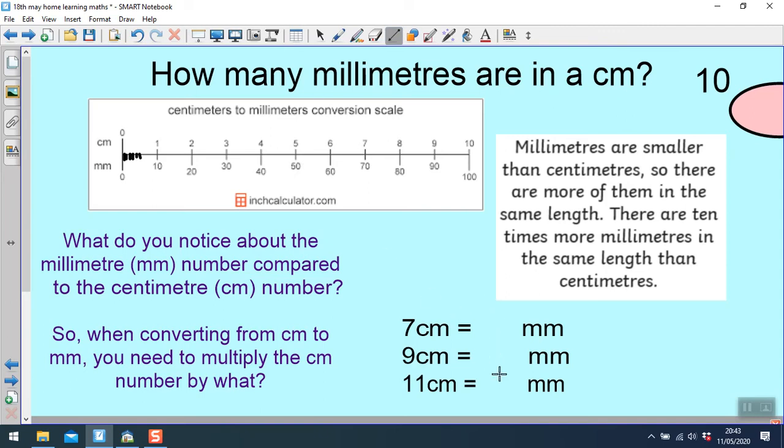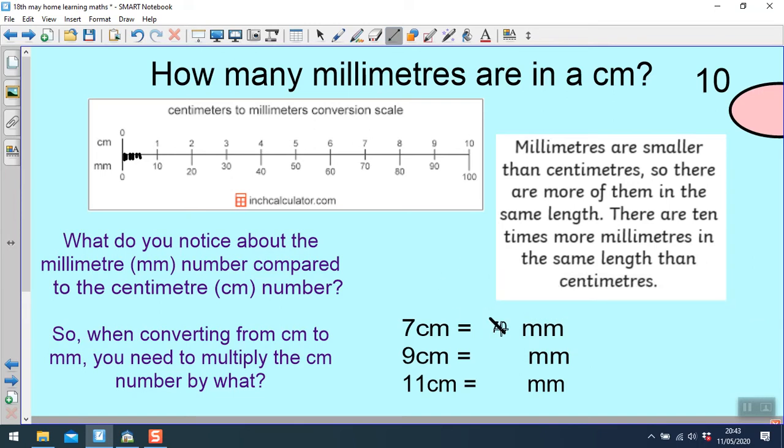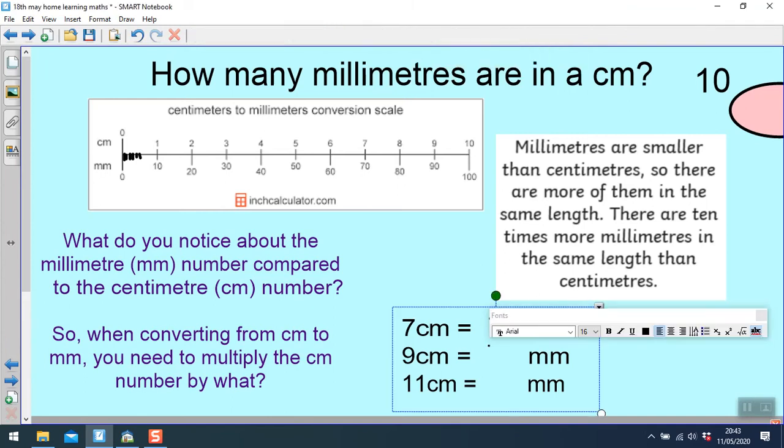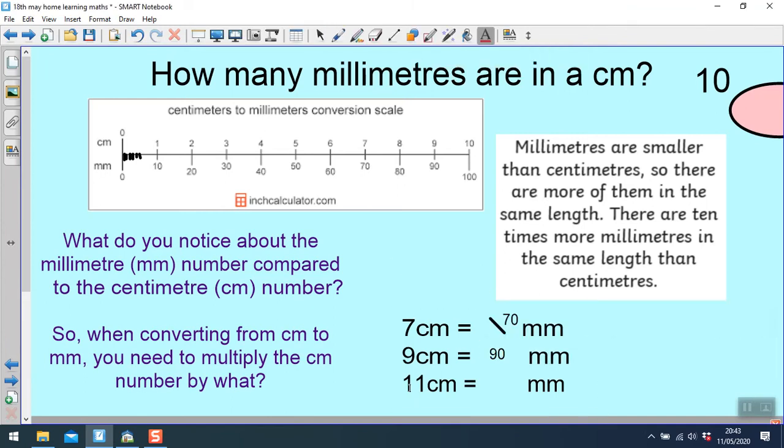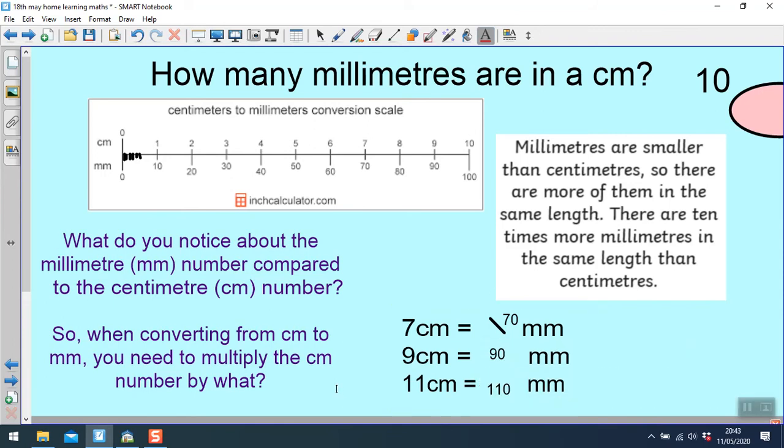Work out the answer to each of these questions. So 7 centimetres equals 70 millimetres. 9 centimetres multiplied by 10 equals 90 millimetres. And 11 centimetres multiplied by 10 is 110 millimetres. Well done if you got those right.